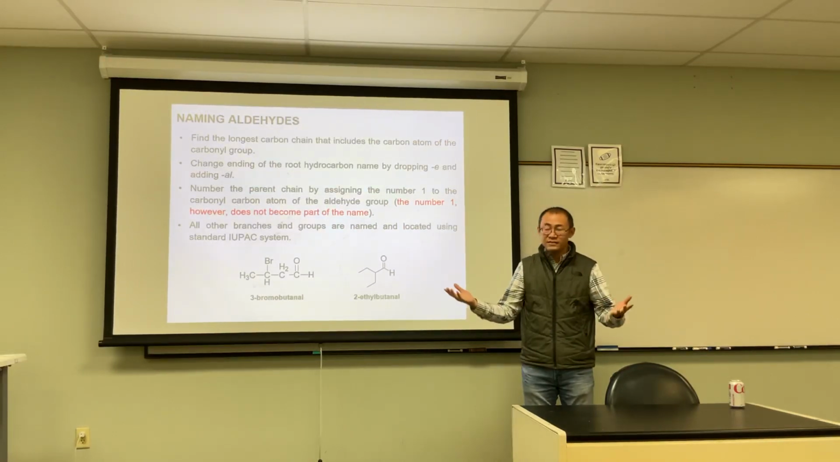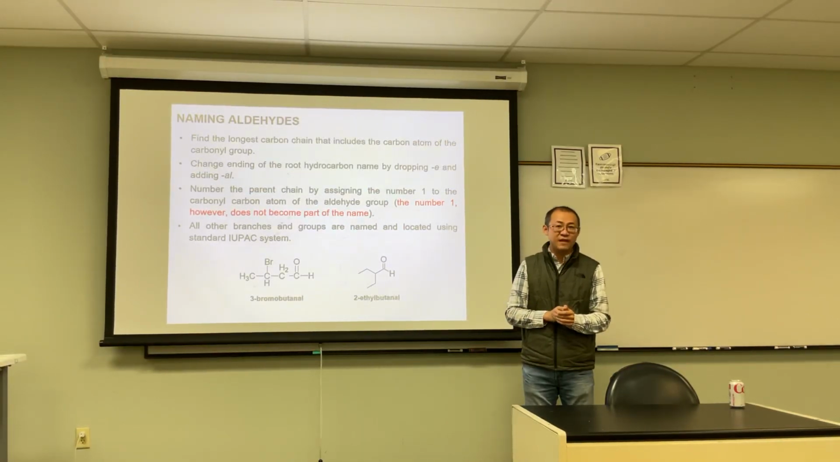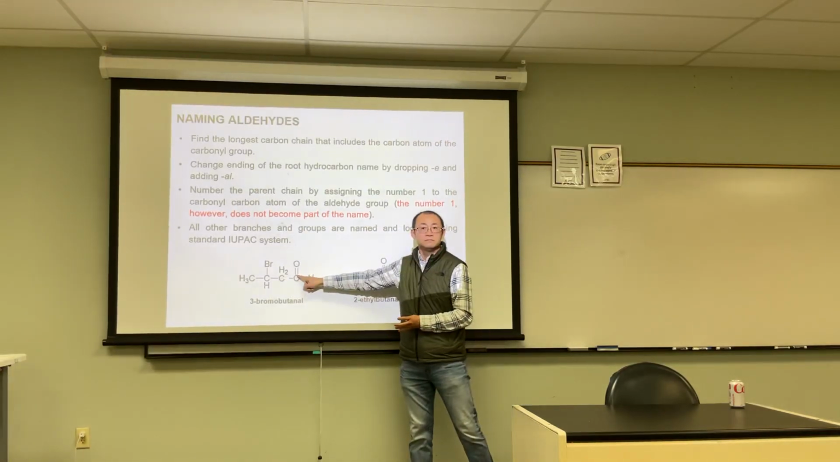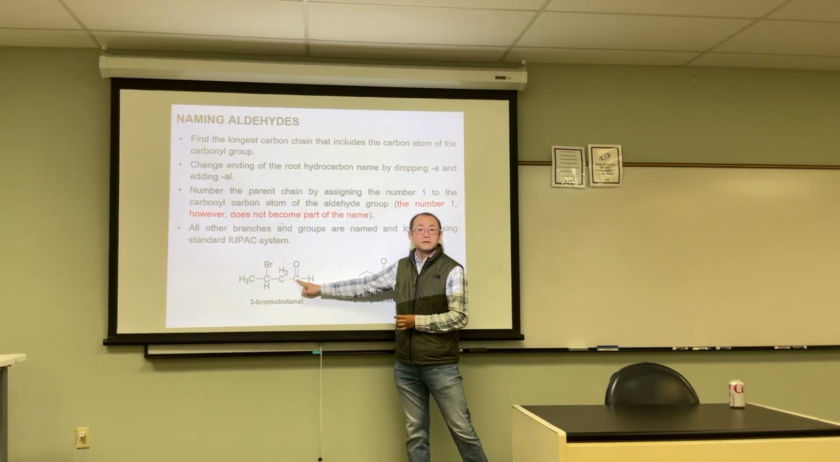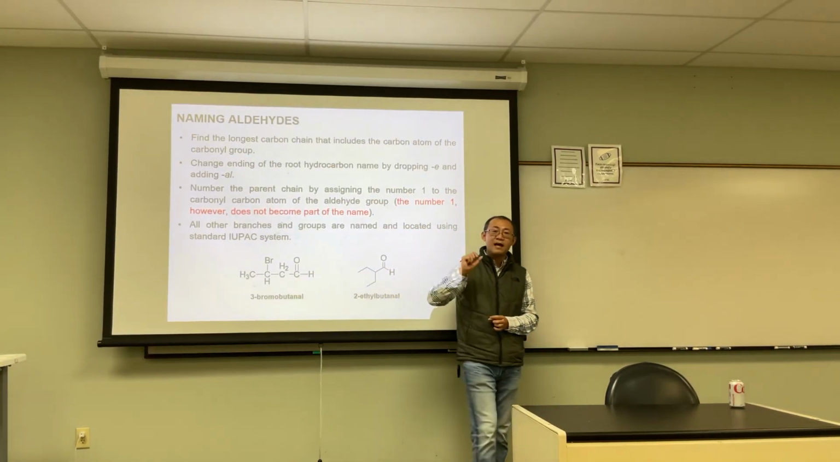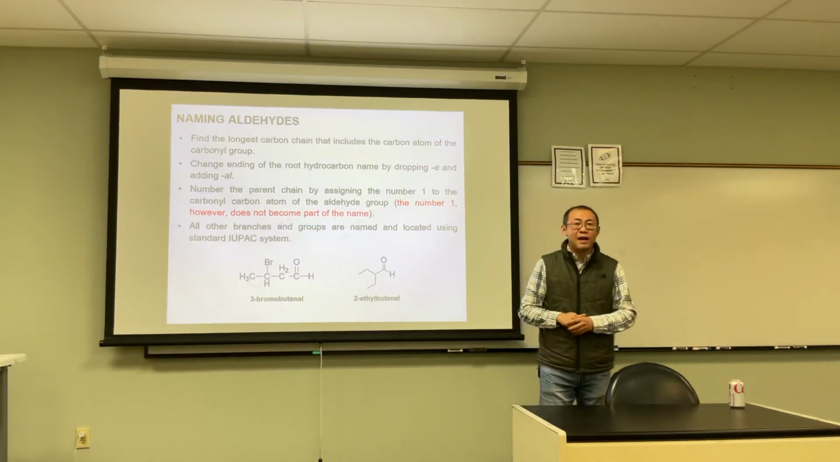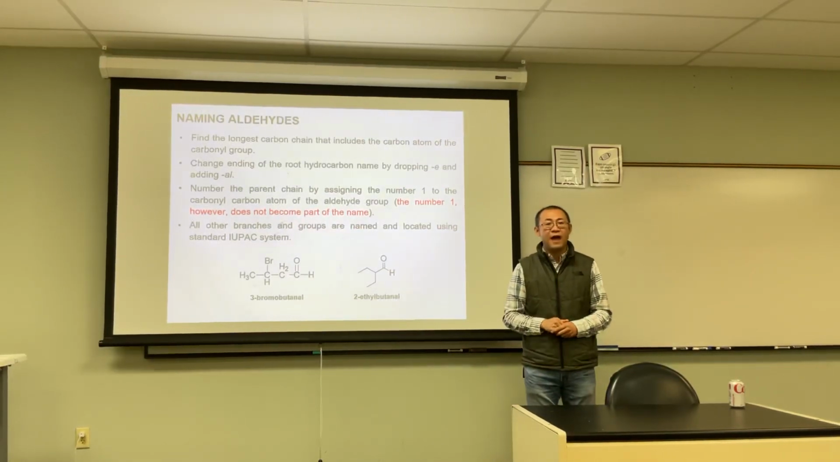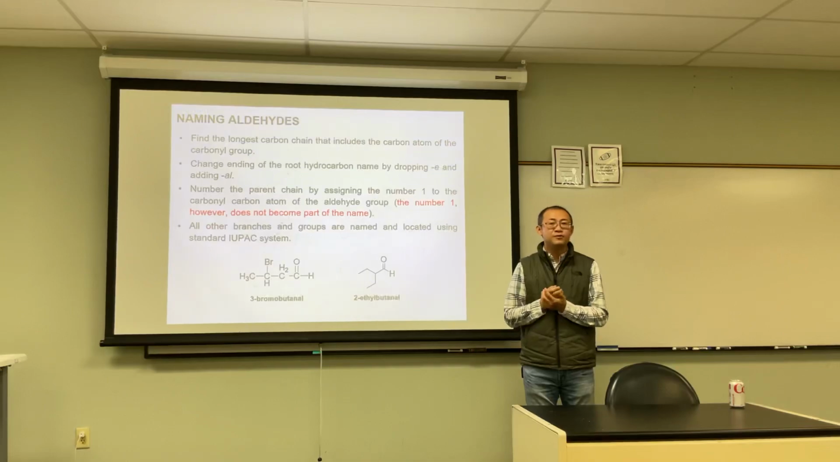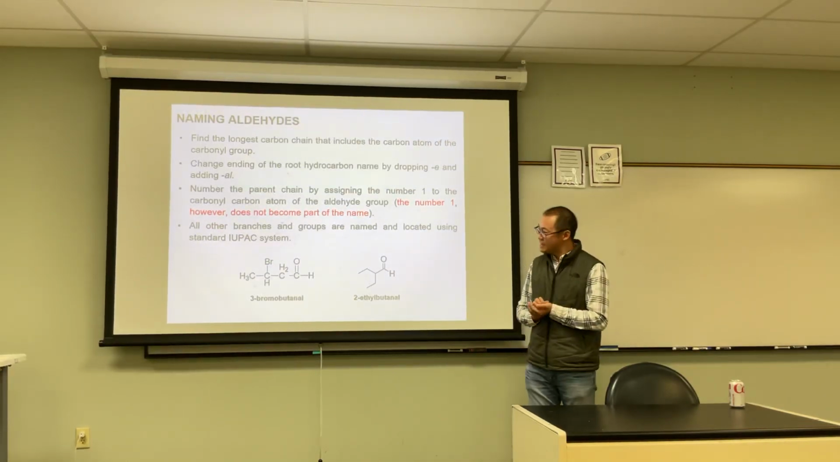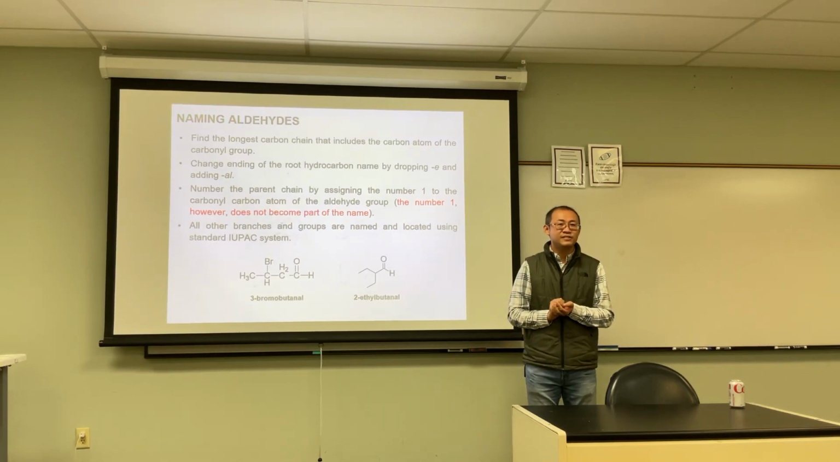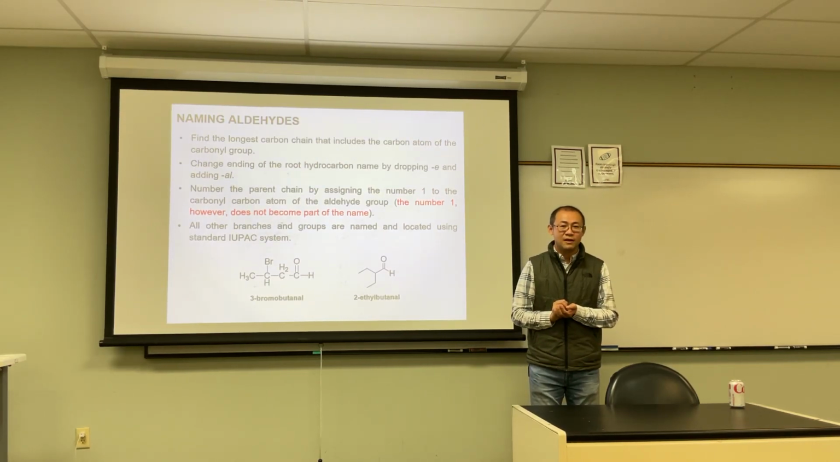Number 2 is the same. You find the longest chain containing this carbon. No matter what chain you're using, your chain must include this carbon. And then the name of the aldehyde is formed by changing the E of alkane into Al. Changing the E of alkane into Al, and the rest of it is the same as we name other molecules.